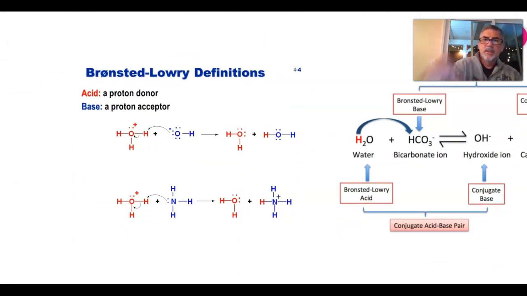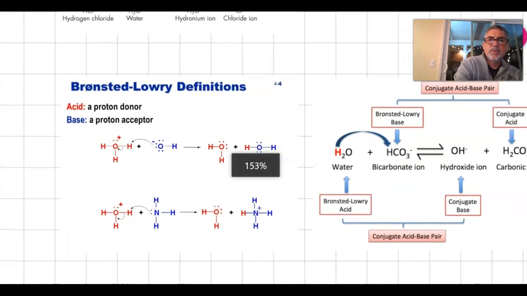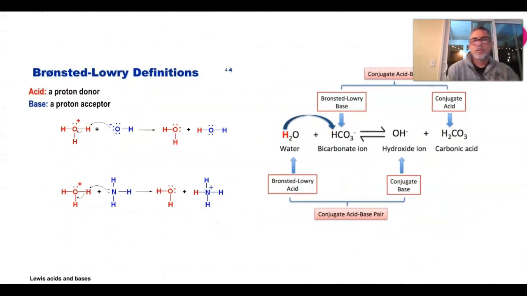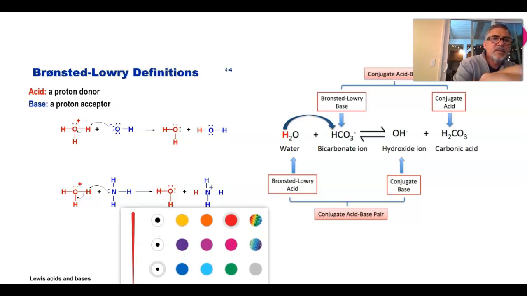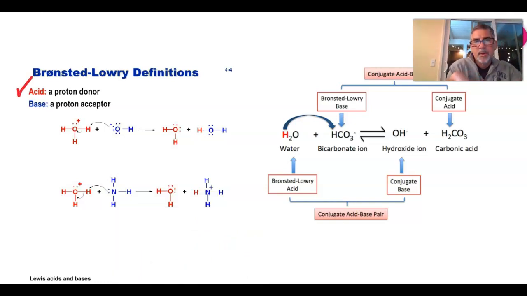Since that definition doesn't fit everything, let me make this a little smaller here so it all fits. So we have Bronsted-Lowry. Two other guys came up with a different definition, and they said an acid is a proton donor. Well, what's a proton? A proton is a hydrogen ion. So they really didn't say anything different than what Arrhenius said, because it still donates a hydrogen ion. So an acid's a proton donor, and a base then becomes a proton acceptor, right?